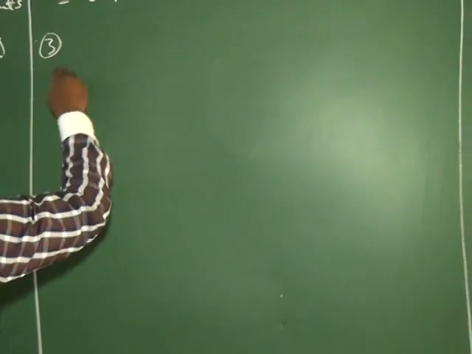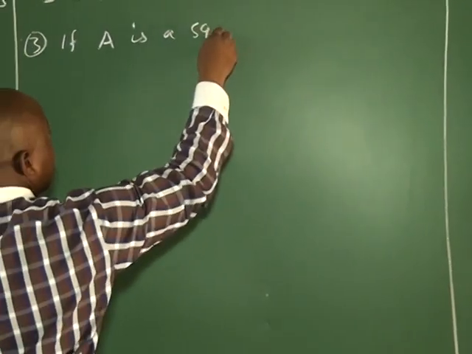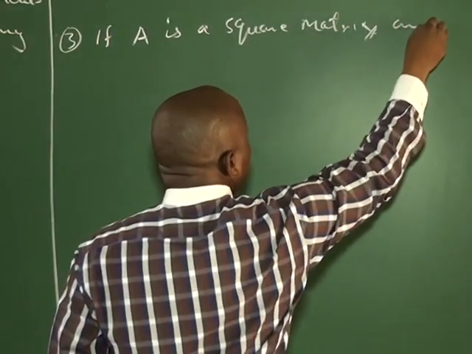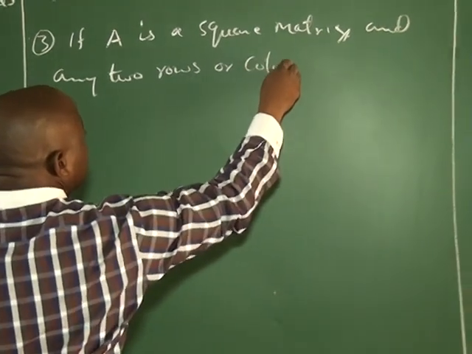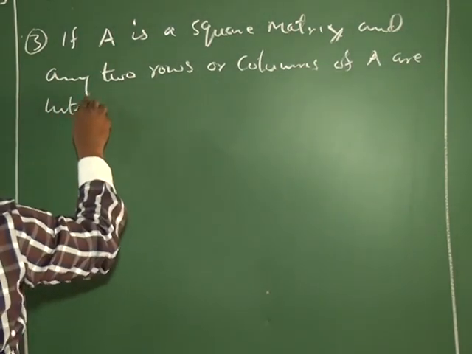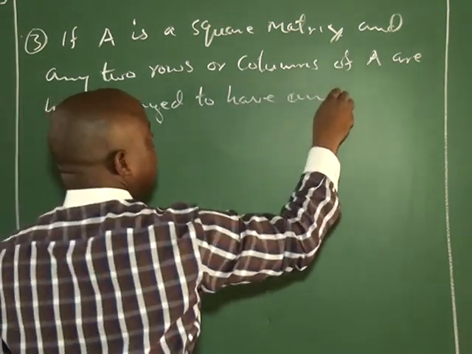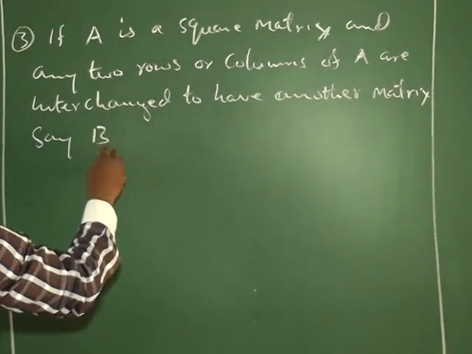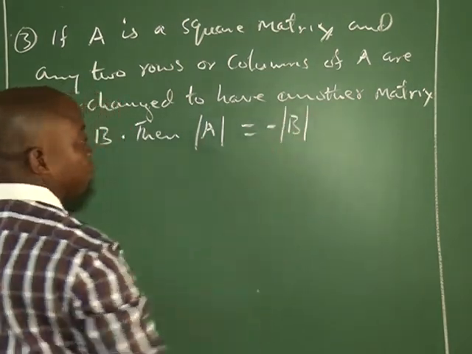Now there's another property that we see. Now if A is a square matrix, and any two rows or columns of A are interchanged to have another matrix, say B, then the determinant of A will be equal to minus the determinant of B.